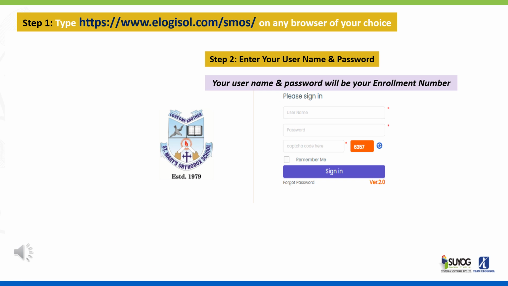Type the URL in blue on any browser of your choice. It will land you to this page. Now, enter your username and password. Your username and password will be your enrollment number. Enter the CAPTCHA code and then click on the Sign In button.